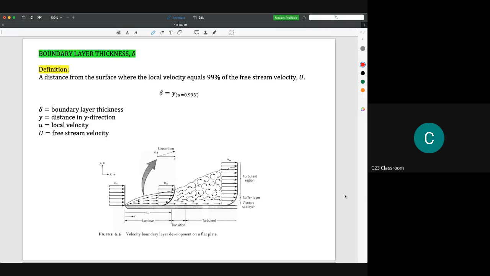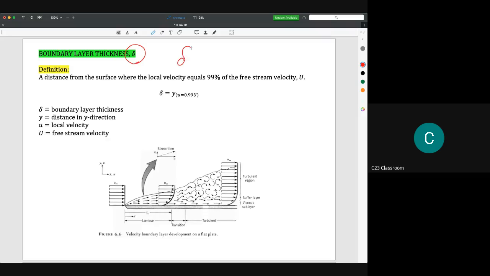Now we continue our lecture about the boundary layer. There are three main parameters that you should know about boundary layers: boundary layer thickness, displacement thickness, and momentum thickness of the boundary layer. This is the basic one. I think you already know the definition and so on. So we go first to the boundary layer thickness. It is written as delta like this.